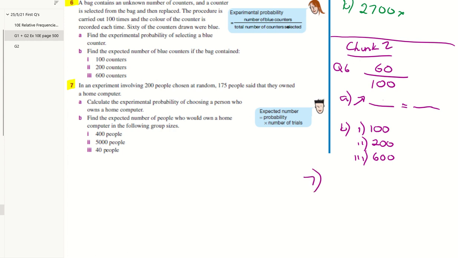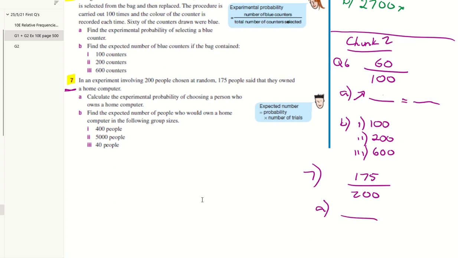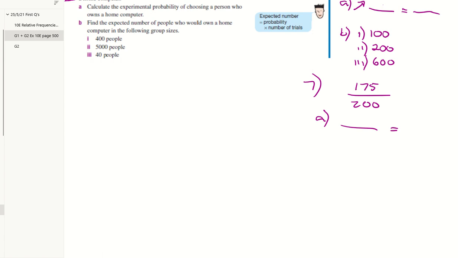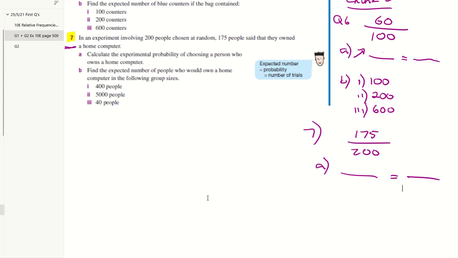Question 7, the last question, which is question 7 here. Experiment involving 200 people chosen at random. Let's put 200 on the bottom of our fraction. 175 people said that they owned a home computer. So 175 own a home computer. Experimental probability, once again, you are simply writing down what we've got on the top there. Then put an equal sign in, put in your calculator 175 over 200, push equal, and write the answer down to the right-hand side, so we've simplified it.